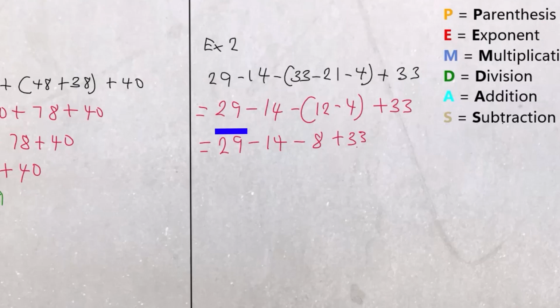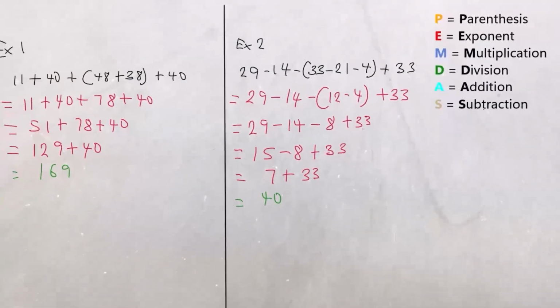Starting from the left again, since we have addition and subtraction, and they are both the same. So we are starting from the left. 29 minus 14 will give us 15. Bring down the minus 8, bring down the plus 33. Starting from the left, 15 minus 8 will give us 7. Then bring down the plus 33. 7 plus 33 will give us 40. And that's the final answer.